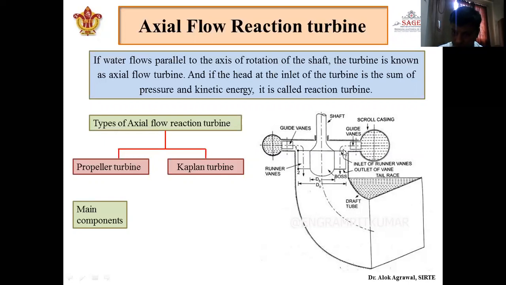Guide vanes change the direction of water by 90 degrees and it will get inlet to the runner vanes. It will travel through the runner vanes, imparting its energy to the blade, and it will come out from the runner vanes or blade and move to the draft tube.